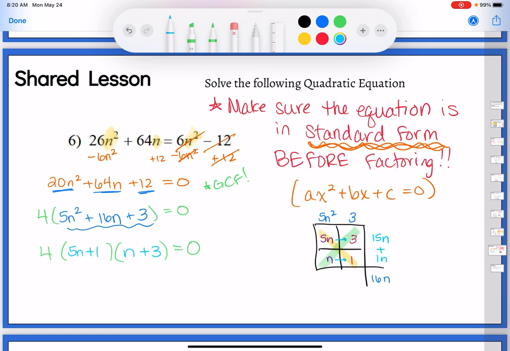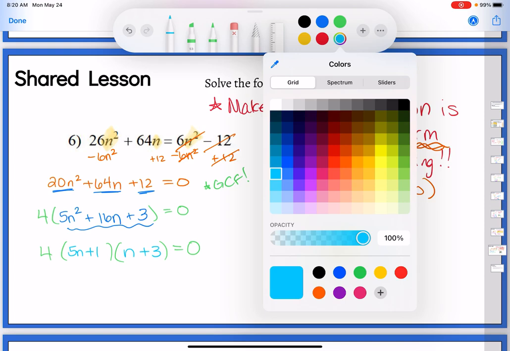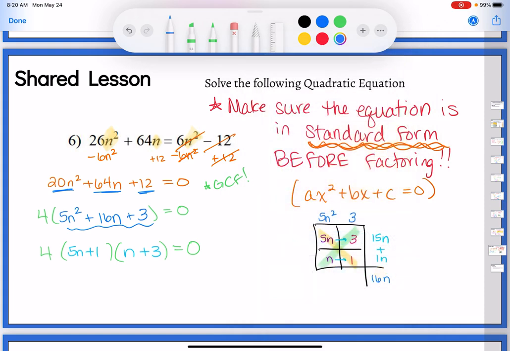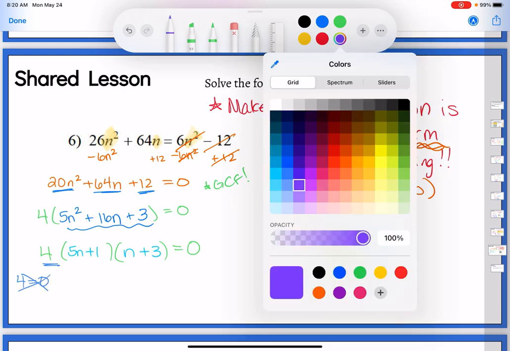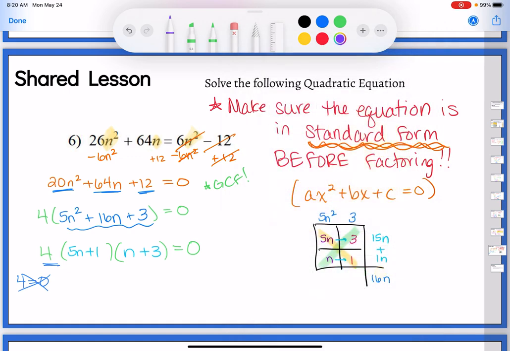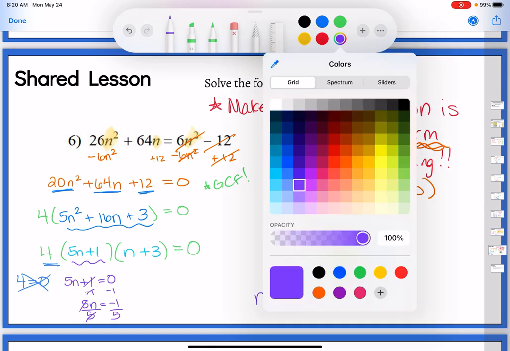All right, now it looks like I have 3 factors this time, and I'm just gonna use the same process, right? I'm gonna set each factor equal to 0, but this first one, when does 4 equal 0? Never. So that one just kind of gets crossed off. You could also think of it as dividing both sides by 4. That would be okay. But I do have this first set of parentheses then, 5n plus 1 equals 0. Subtract 1, I get 5n equals negative 1. I divide by 5. I get n equals negative 1/5. Right? Watch those negatives. That's why we show our work.